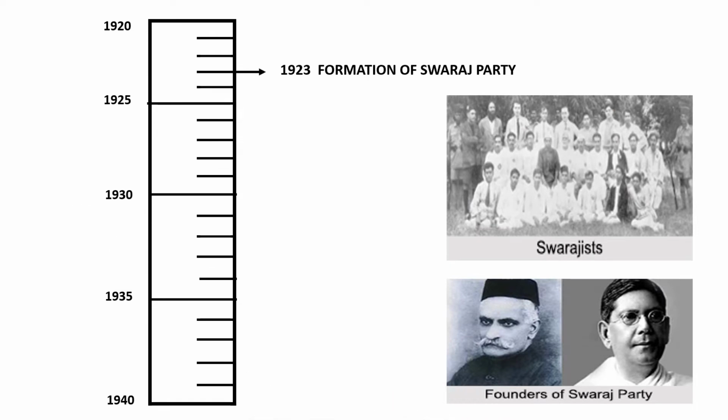1923 Formation of Swaraj Party. The Swaraj Party was formed on 1st January 1923 by the Indian politicians and members of the Indian National Congress C.R. Das and Motilal Nehru, who had opposed Mahatma Gandhiji's suspension of the non-cooperation movement in February 1922 in response to the Chauri Chaura tragedy.